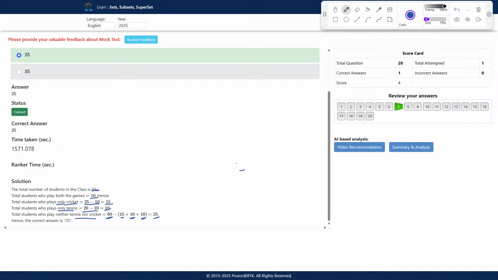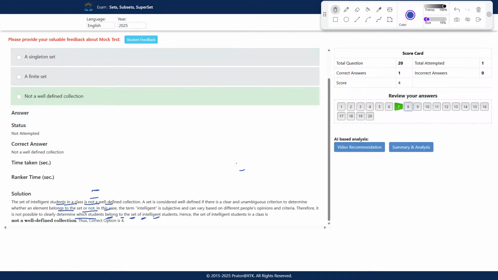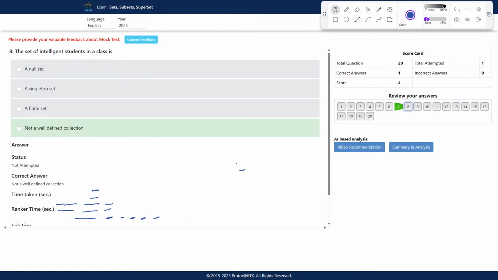So is it clear or not? Shall I move to the next? Comment? Okay. So moving on to the next. Simple. So eighth. Simple. Very straightforward question.